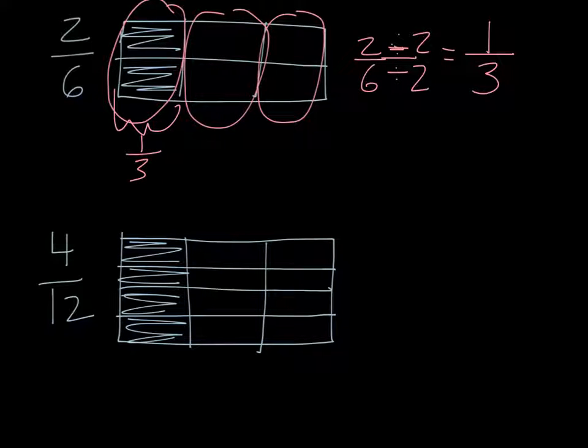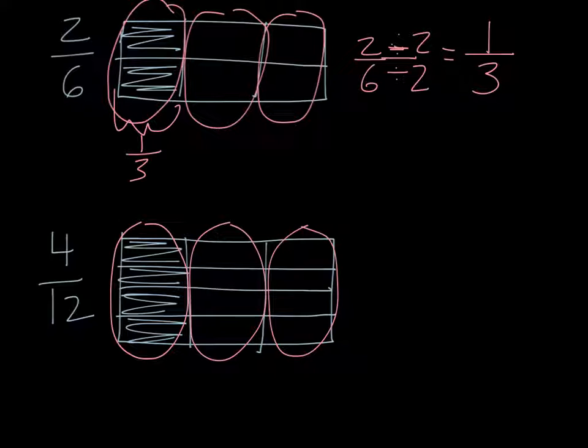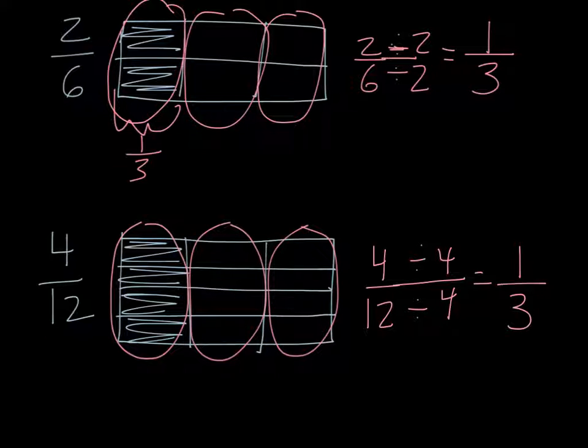Now let's take a look down here at 4/12 and see what equal groups can I make. I can make 1, 2, 3. I can also make 3 equal groups. And how many pieces are in each of those groups? 1, 2, 3, 4. So I'm going to take my fraction 4/12. I'm going to divide it by the number of pieces that were in each group, which is 4. And let's divide across the top. 4 divided by 4 is 1. 12 divided by 4 is 3. And look at that. I also have 1/3. So 2/6 is equal to 1/3. 4/12 is also equal to 1/3.